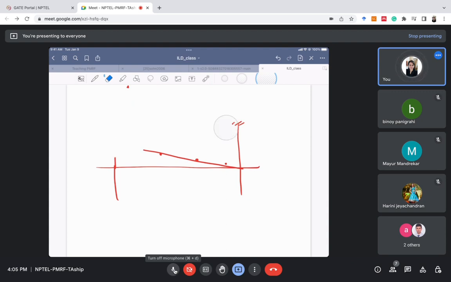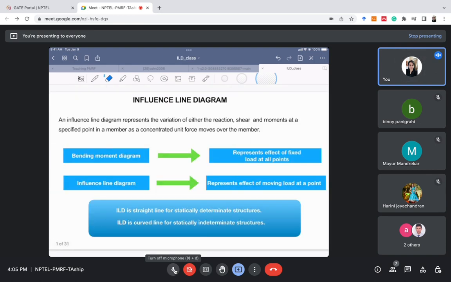But if we use the Muller-Breslau principle, we can do the same thing within seconds. The second thing I want to cover is the difference between the bending moment diagram and the influence line diagram. That is also important. Please remember that the bending moment diagram we draw for fixed loading, while the influence line diagram we draw for moving loads. This is the basic difference between the two.